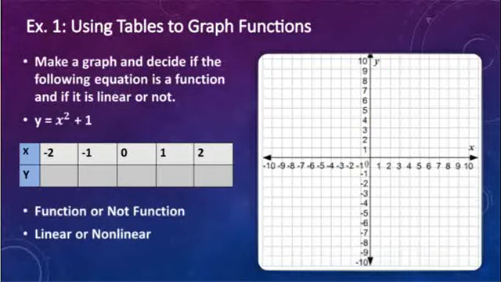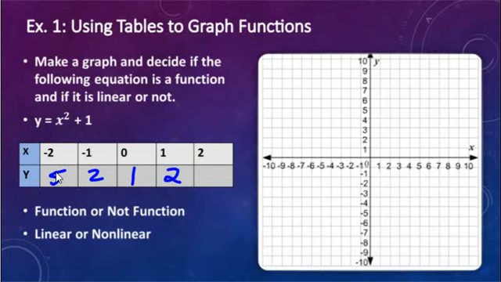Next one, x squared plus 1. So 2 squared is 4 plus 1 is 5. Negative 1 squared is 1 plus 1 is 2. 0 squared is 0 plus 1 is 1. 1 squared is 1 plus 1 is 2. 2 squared is 4 plus 1 is 5. I come to my graph.